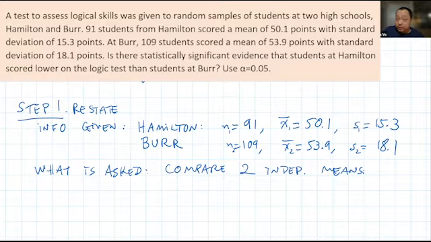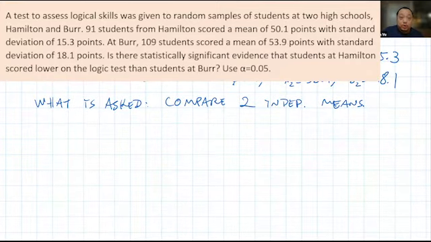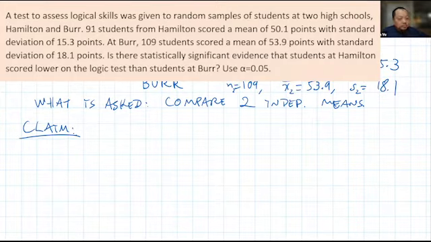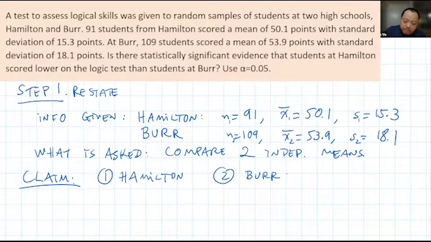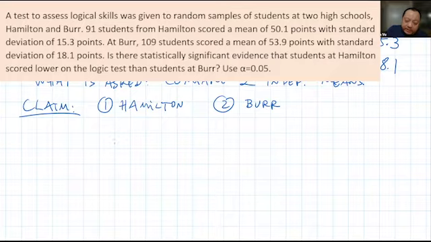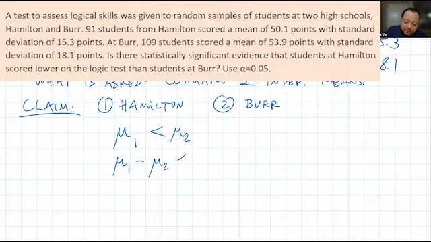Now I write my null and alternative hypotheses. In order to do that, first I write the claim and its complement. I'll use the same indexes here, 1 for Hamilton and 2 for Burr. The claim is that the mean at Hamilton is less than at Burr. So it's mu1 less than mu2. I subtract mu2 both sides. I get mu1 minus mu2 is less than 0. That's the claim. Now its complement. The complement of less than is greater than or equal.